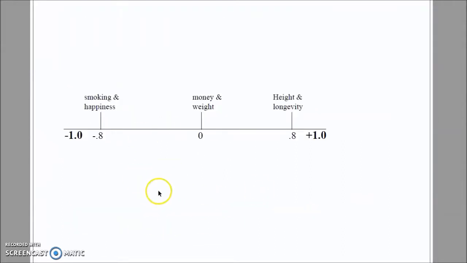I have a diagram here to show you guys. If you look at this one, -1 to +1, you have a -0.8, a 0, and a 0.8. There is no correlation between money and weight, but height and longevity has a 0.8, which is a strong correlation. Smoking and happiness: the more the smoking, the less the happiness. Do you see where the high and the low is coming in? More smoking is less happiness. Let me correct this once again. Positive is high, high or low, low, and then your negative is high, low or low, high. So this is what it is.